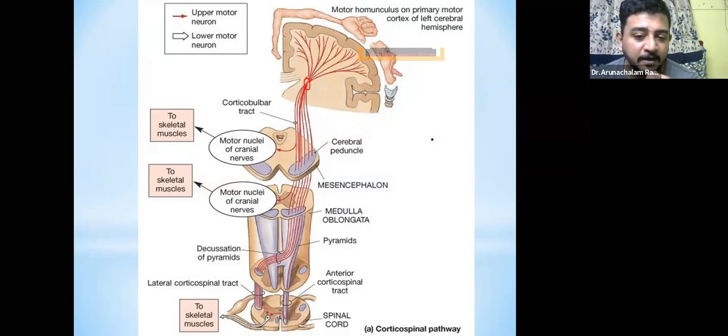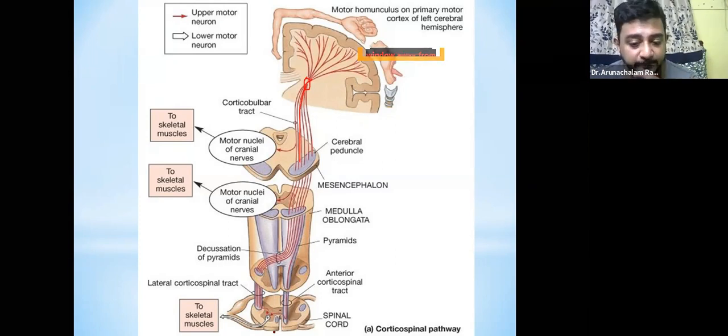After entering the internal capsule, it comes down to the midbrain, then passes to the pons and then to the medulla, and in the medulla it crosses to the opposite side. Remember, not 100% of the nerve fibers cross to the opposite side. Only 85 to 90% of them cross to the opposite side.